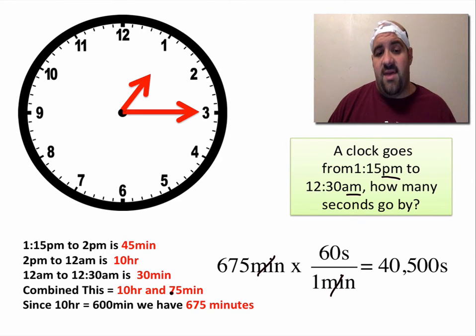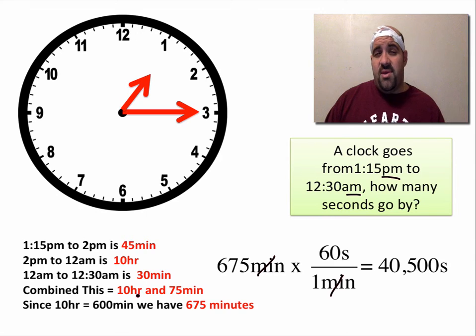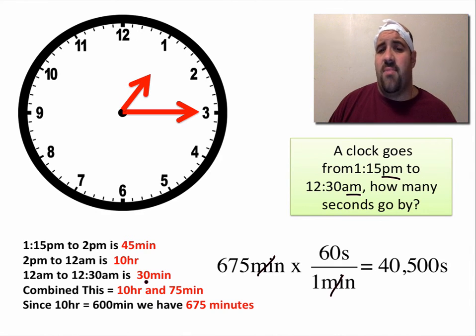Then you add it all back together. Convert them to the proper unit. So make the problem simpler by breaking it into parts. And hopefully that helps you a little bit with my crazy clock problems.